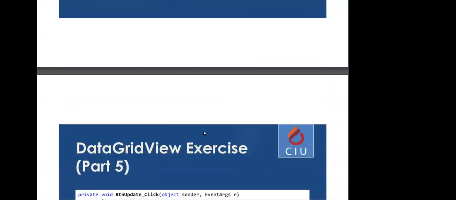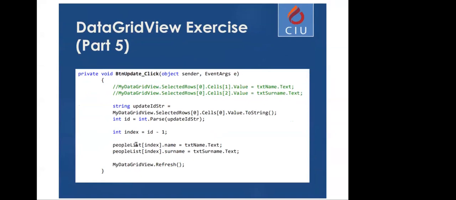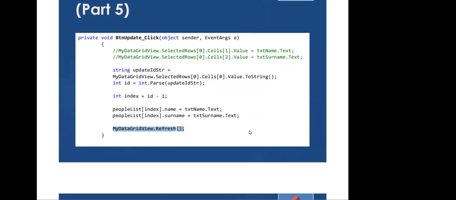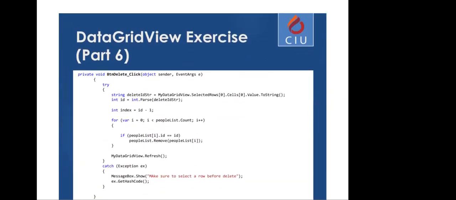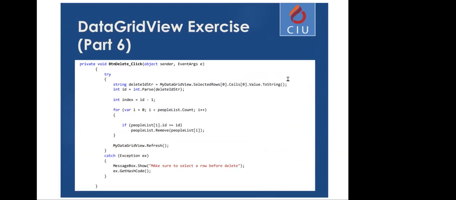And the same goes for the update operation. Whenever you basically update the name and surname of a person with this specific ID, whatever ID is selected there, all you have to do is to refresh the data grid view so you can see the new records being overwritten. Okay. The final part is the delete part, which works very, very similar again to the list view.